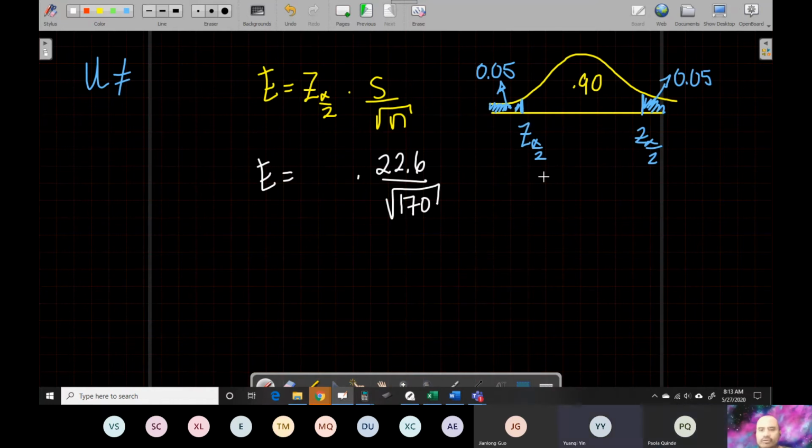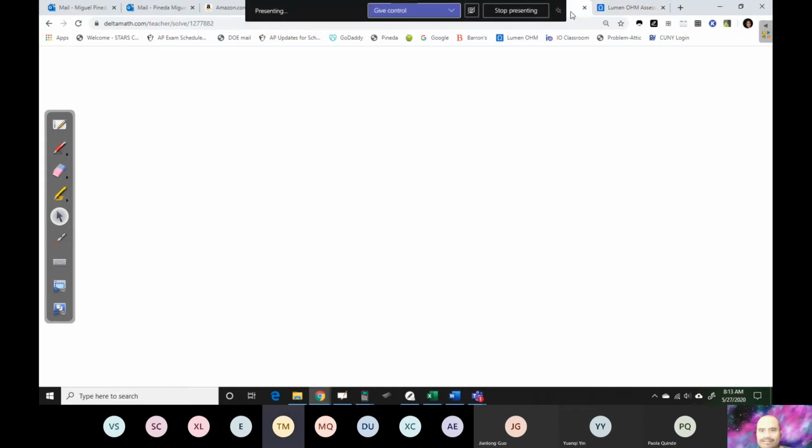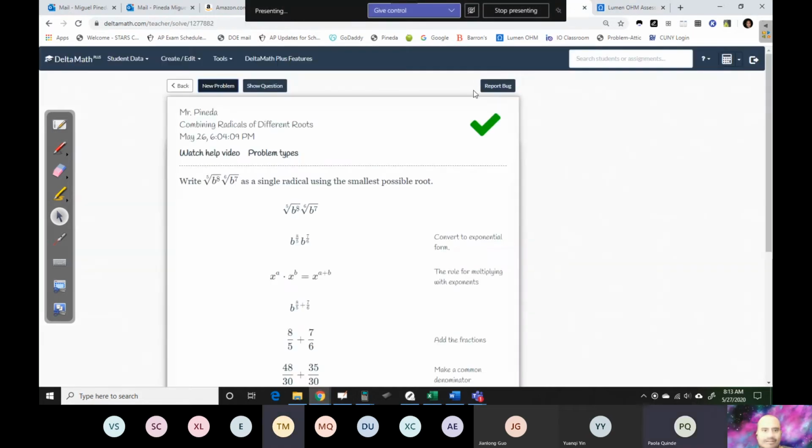So we need to know. Now we have the inverse. Remember, we have the area, but we don't have the Z value. So we need to find the inverse. So let's go to our calculator and find the inverse. I think that's the calculator that works very slow. Let's see. Okay. No, that's a Lumen question that I have for my other classes.